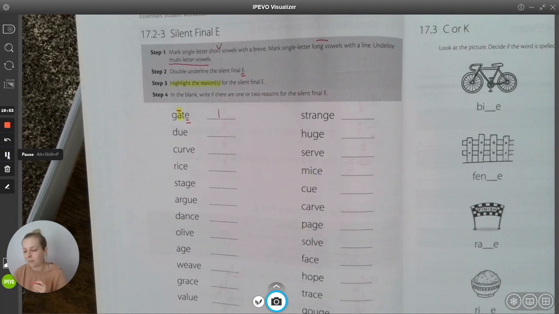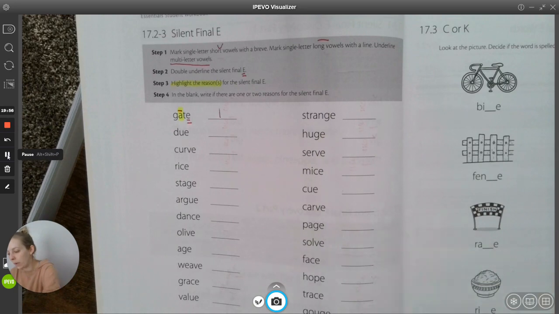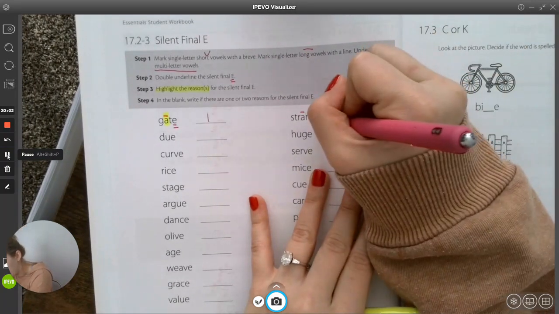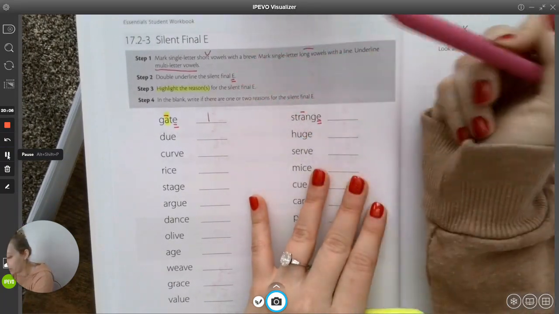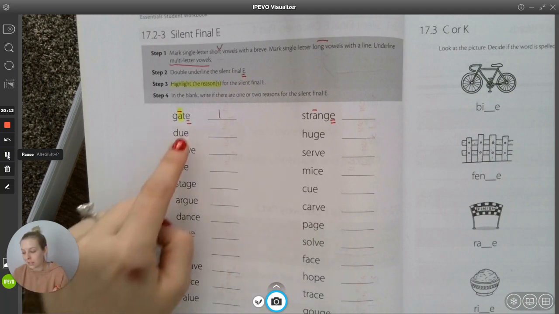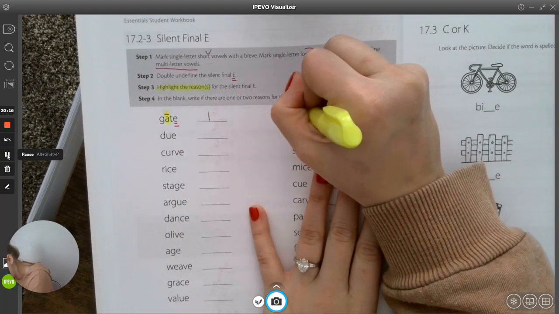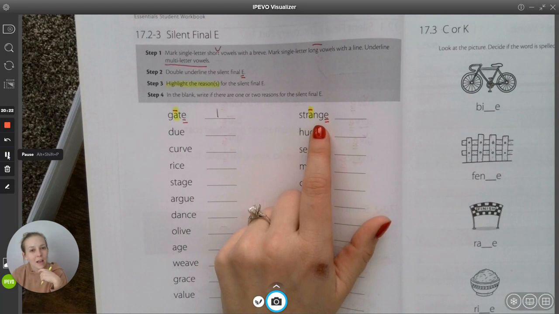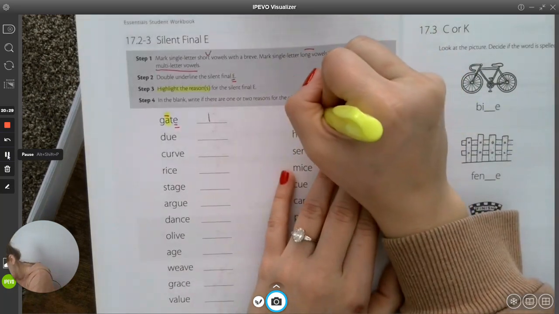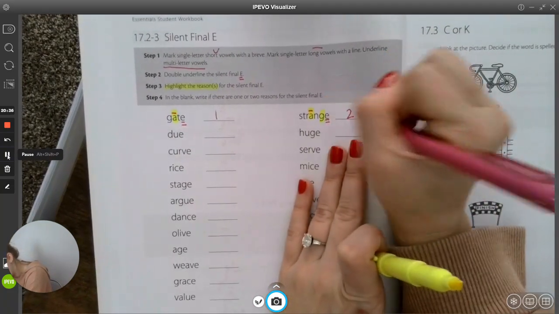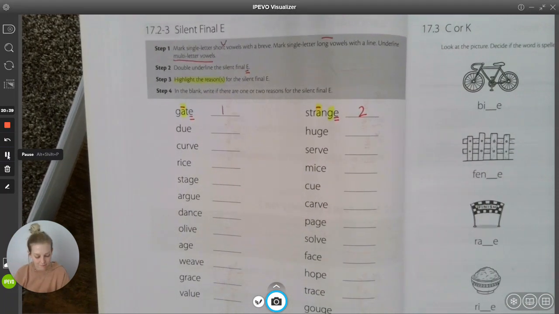So the reason, or if there is one reason here for silent final E, let's do strange together. All right, strange. We have long A sound, and we have silent final E. I'm on step 2. Step 3. All right. A is saying its long sound, just like in gate, so that's a reason. But strange actually has another reason that we just learned about. We have the G here that's saying J because of silent final E. So we're also going to highlight the G. In step 4, there are 2 reasons here for silent final E.